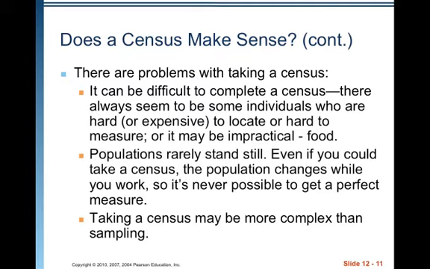Populations rarely stand still. Even if you could take a census, the population changes while you work, so it's never possible to get a perfect measure. If you were trying to get a census of the state of Texas, even if you narrowed it down to a 2-week window, well, people would be born, people would die, people would move out of the state, people would move into the state, and so your census would be imperfect. Taking a census may be more complex than sampling.